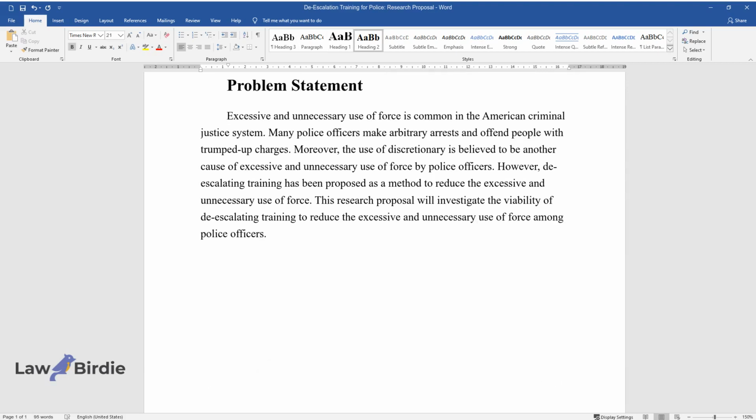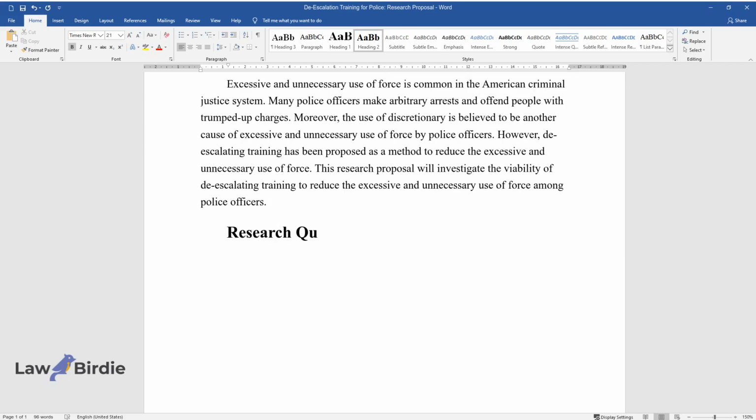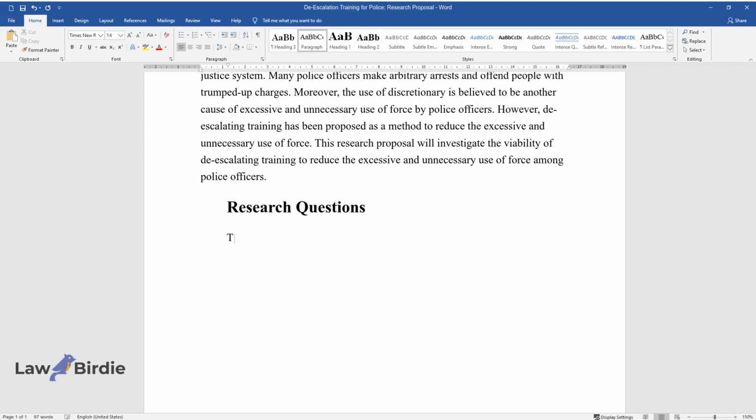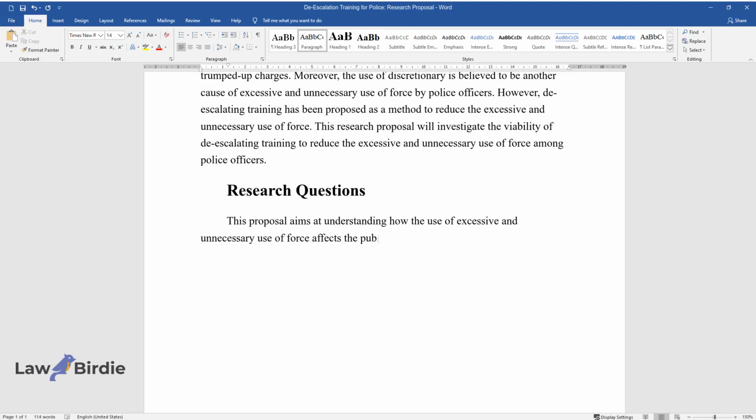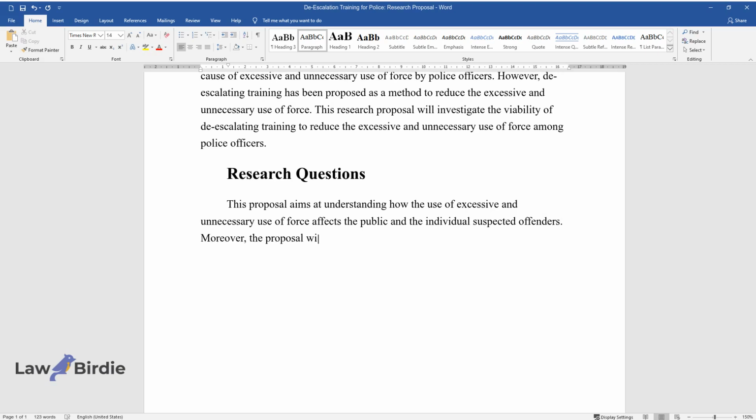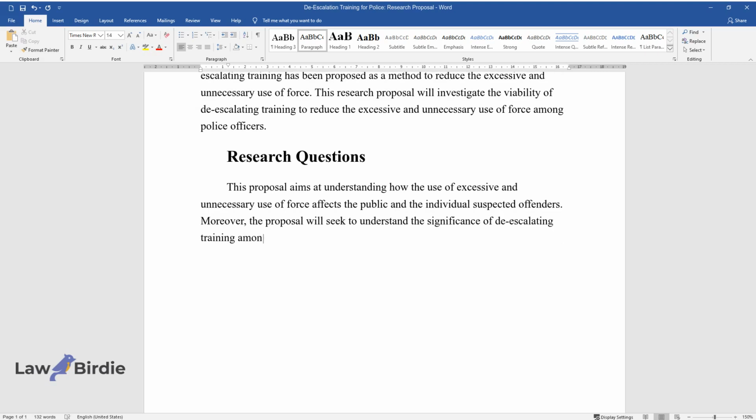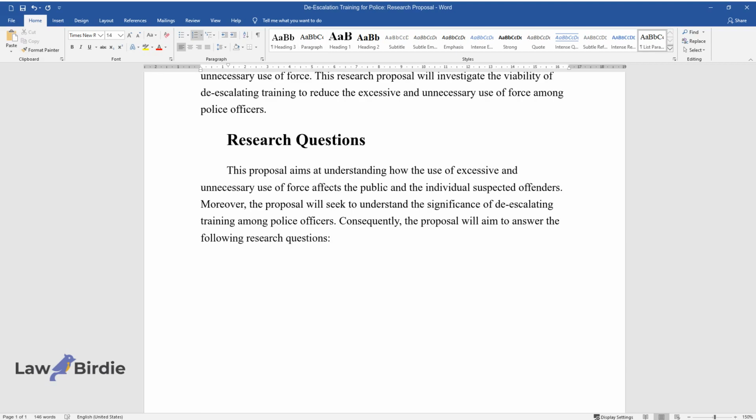police officers. Research questions. This proposal aims at understanding how the use of excessive and unnecessary force affects the public and the individual suspected offenders. Moreover, the proposal will seek to understand the significance of de-escalation training among police officers. Consequently, the proposal will aim to answer the following research questions.